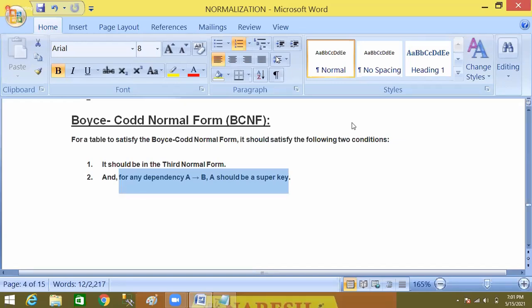The new concept now is, what is a super key? Yes or no? That is a new concept. So what is a super key, and how do we prepare super keys, and which columns do we call a super key? We will discuss all that in the Monday session, guys.